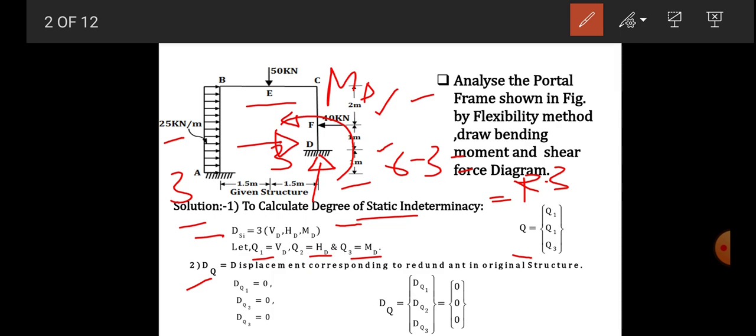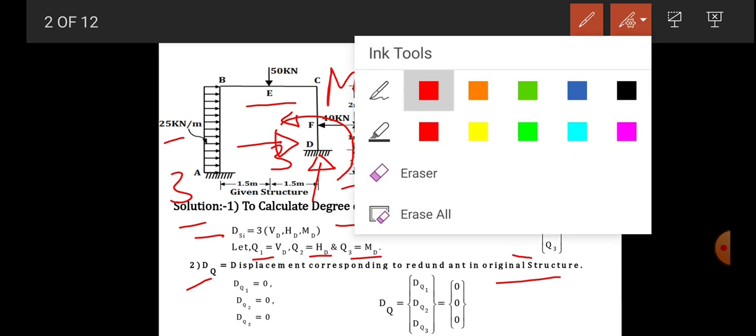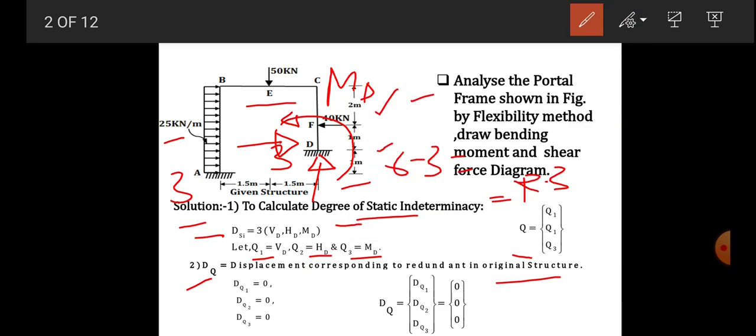Okay, then the next step, find out the displacement corresponding to the redundant in the original structure. Now we choose these three as redundant, and now find out whether there is any displacement in the direction of that redundant. So there is no displacement in the direction of Q1, that means VD. So VD is a vertical redundant or vertical force. There is no sinking in the direction of VD or vertically. So the first displacement, let's call it dq1, is equal to 0.